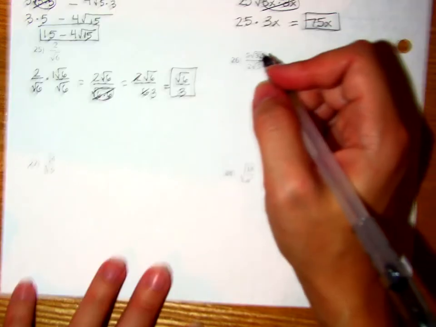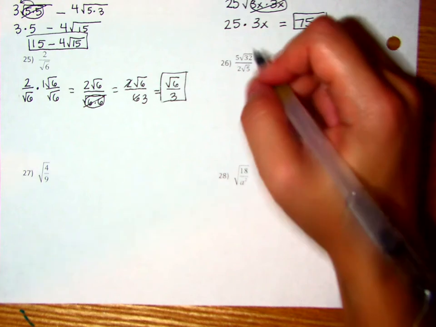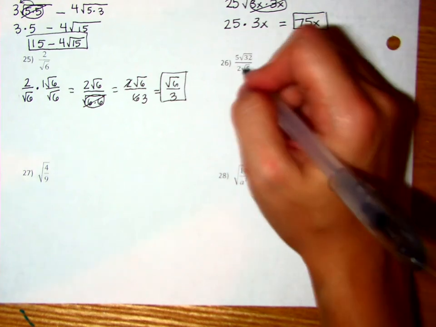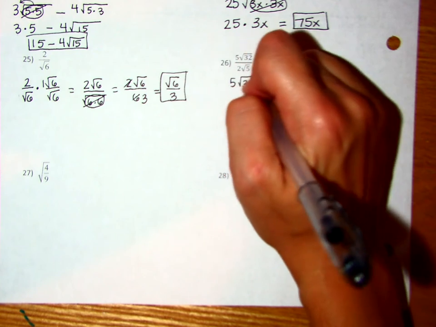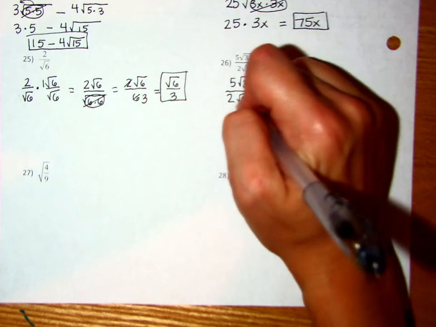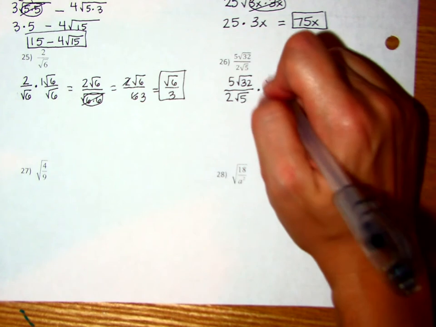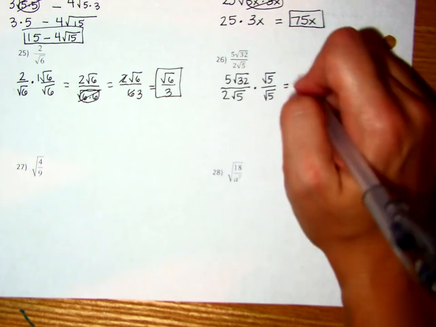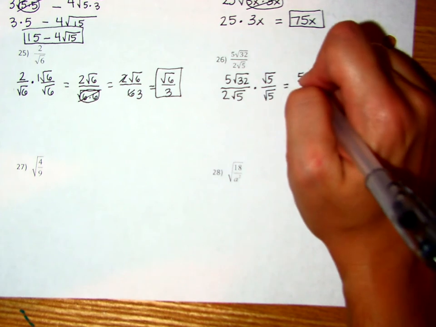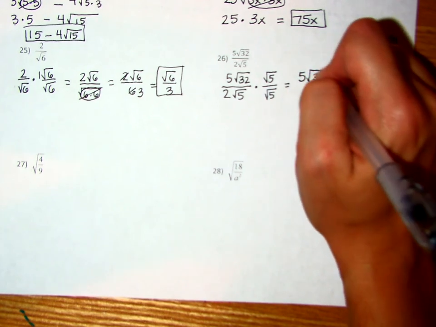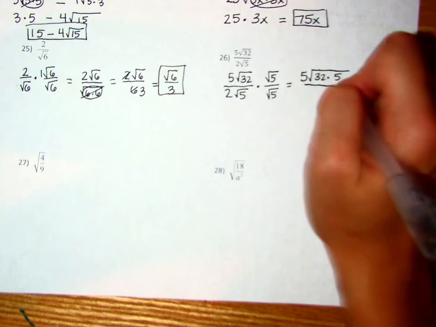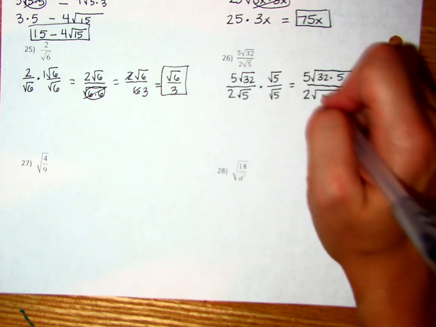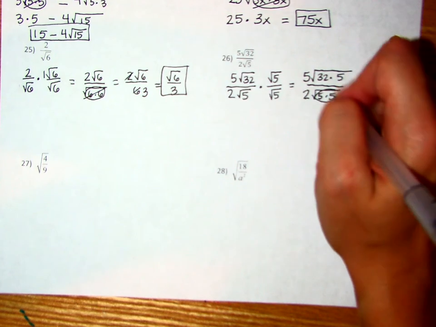On number 26, we have 5 square root of 32 over 2 square root of 5. The only thing that you're not allowed to have is the square root of 5 in the denominator. I cannot have that square root of 5 in the denominator, so that's what I've got to get rid of. So I put it over itself. So then on the top, I would have 5 square root of 32 times 5. All of that over 2 square root of, now notice I've got 2 5's here, 5 times 5, which is a twin, which will come out.